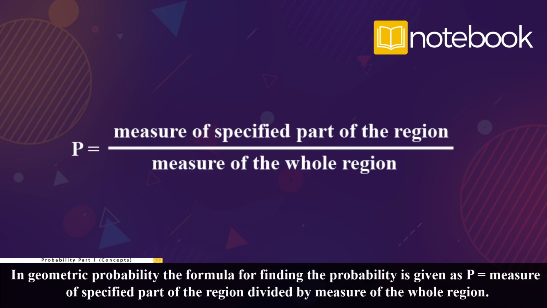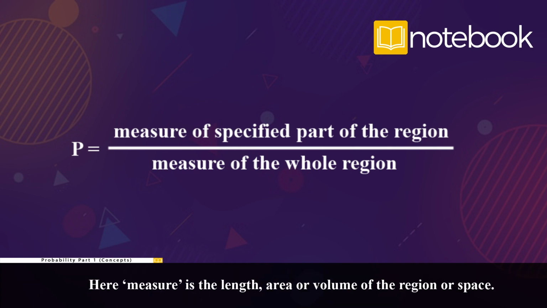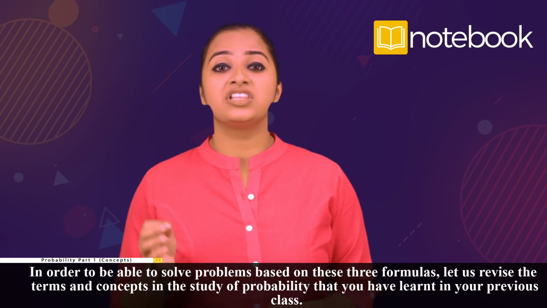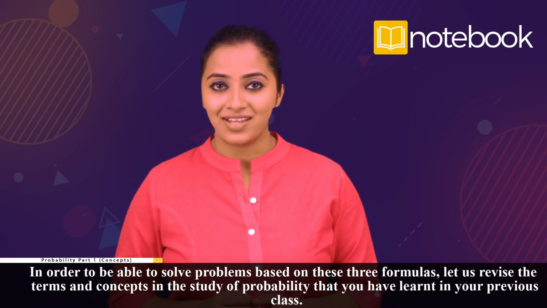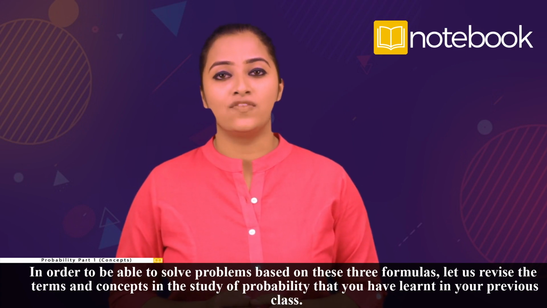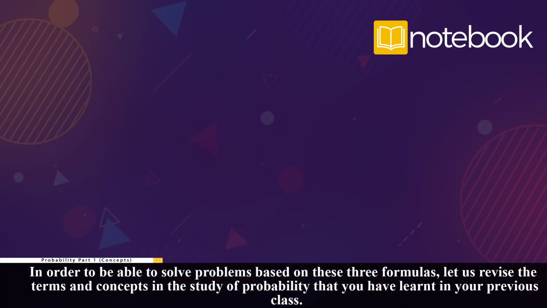In geometric probability, the formula for finding the probability is given as P is equal to measure of specified part of the region divided by measure of the whole region. Here, quote-unquote measure is the length, area or volume of the region or space. In order to be able to solve problems based on these 3 formulas, let us revise the terms and concepts in the study of probability that you have learned in your previous class.